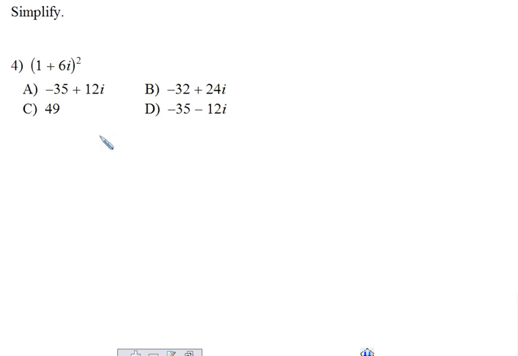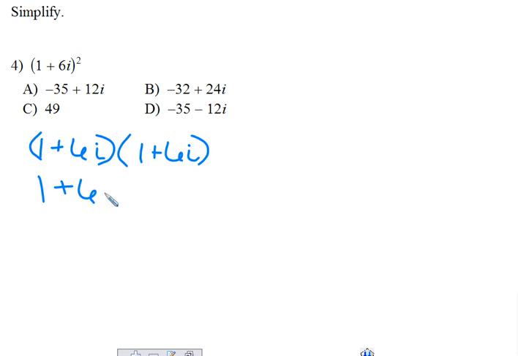On question number 4, what we're going to do is expand this. First thing we need to do is understand that this is 2 binomials. We're not going to distribute that square or that 2 in there and square each term. That's a violation of order of operations. Instead, we're going to just simply start FOILing this out. 1 times 1 is 1. 1 times 6i is 6i. Now we're going to move on to the 6i and multiply it by 1. We get 6i. And then 6i times 6i is 36i squared.